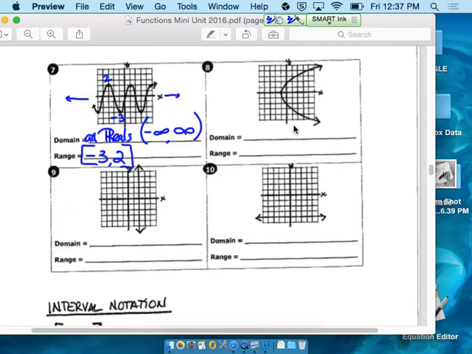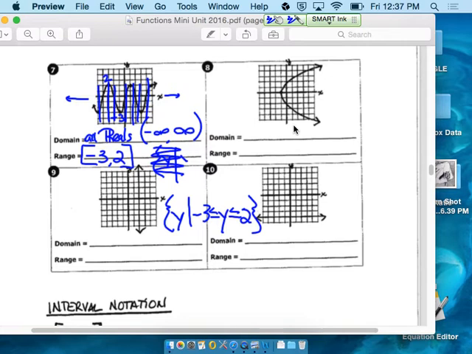Or I have the choice to do the other notation. I would have y such that, and I'm having a problem with the smartboard, so I'm just going to cross this out. The other alternate notation would be y such that negative 3 is less than or equal to y, which is less than or equal to 2. So I'm just giving you alternatives for representing the same information. And looking at a graph like number 7, is this a function based on the vertical line test? It doesn't appear that I can draw vertical lines and touch this in more than one spot at a time, so I would say yes, this is a function.